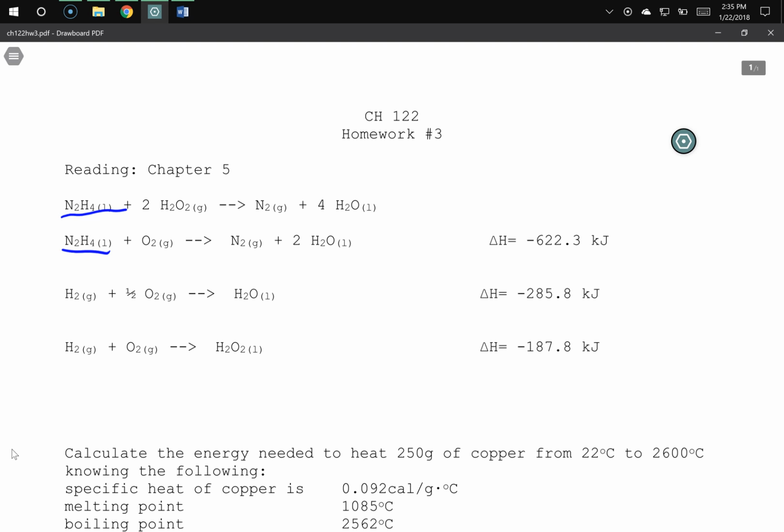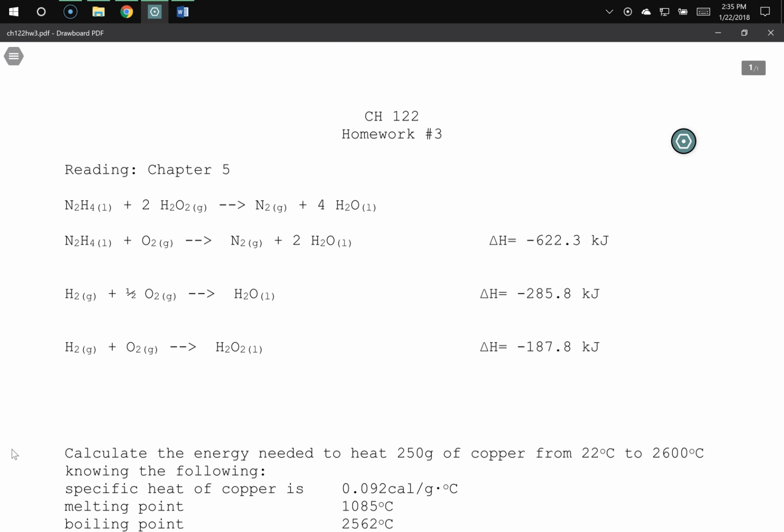Bailey says no. We're going to keep that one the same because we have the hydrazine on the reactant side. So we're just going to leave those there. It's in the right state. It's the right number. So that equation is set. The next one.